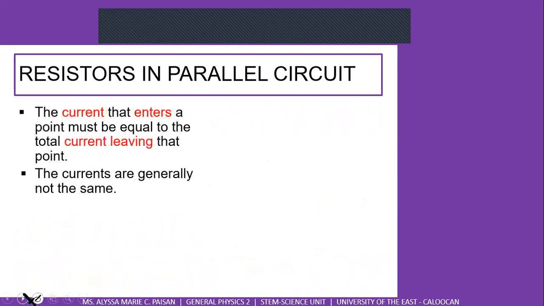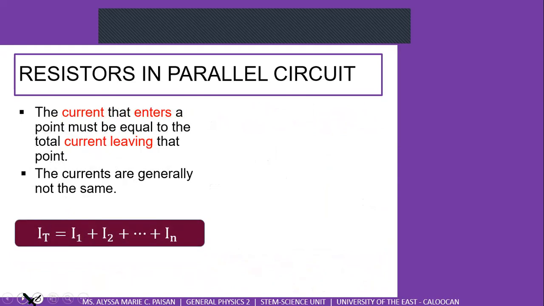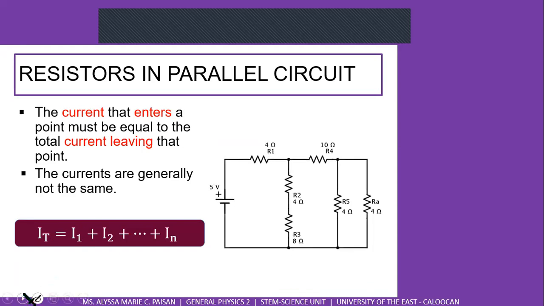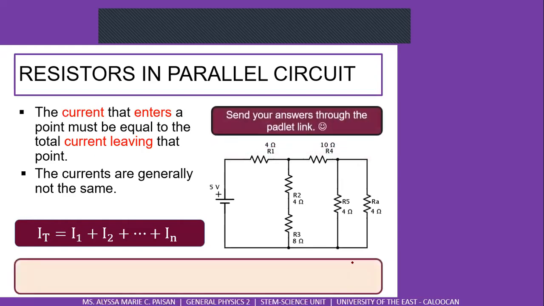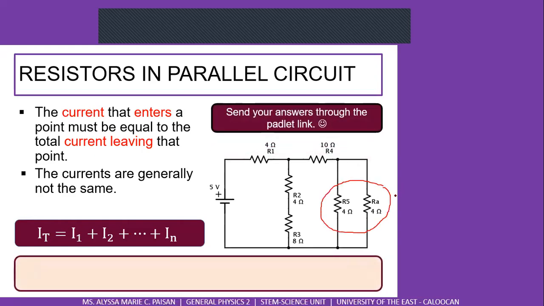Now, let's proceed to current. So here, the currents are the ones that add together. The total current will be equal to the sum of the individual currents passing through each resistor. So again, if you have 4 resistors, this would become IT is equal to I1 plus I2 plus I3 plus I4. And again, let's have an example of writing equations using a combination circuit. The ones we're going to use are R5 and RA, because we have no other ones we can use except them. They're the only ones that are sure to be parallel here.